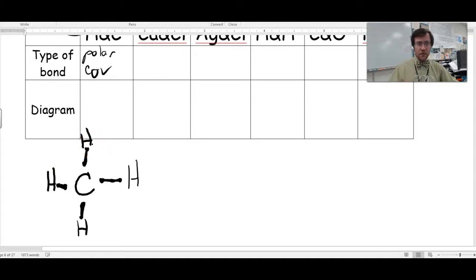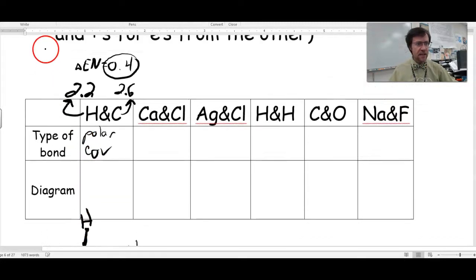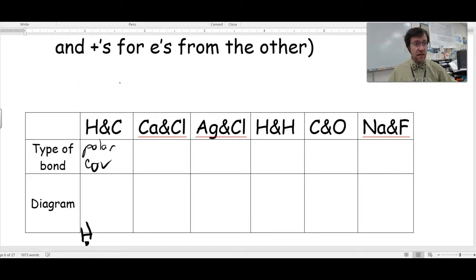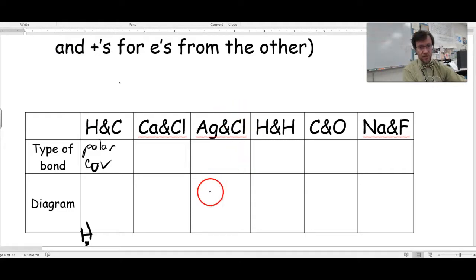All right. You want to move on? I do. Let's come back up to here. Let's go to a different color. Let's go blue for this one. So we got calcium and we got chlorine. So what I'm going to have to do is go to table S, and look up calcium, and look up chlorine. Calcium is 1.0, and chlorine is 3.2. So the difference in the electronegativity is equal to 2.2. This is going to be ionic.